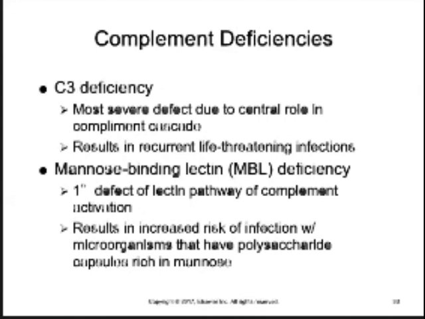Complement deficiencies, okay? C3 deficiency is the most severe defect due to its central role in the complement cascade. Remember that complement complements the action of antibodies so that they're more effective at clearing the infection, and they're all made by the liver. This results in recurrent life-threatening infections.